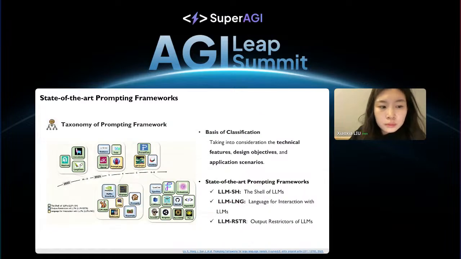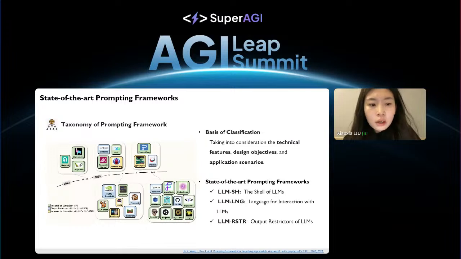So considering the technical characteristics, design objectives, and application scenarios, we categorize existing prompting frameworks into three types: the shell for large language models, the language for interaction with LLMs, and the output restrictors of LLMs. The timeline for this categorization is on the left.